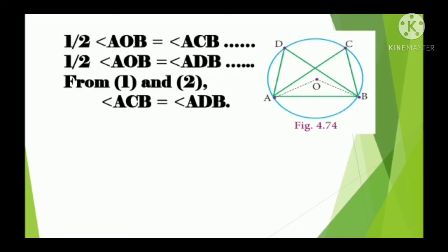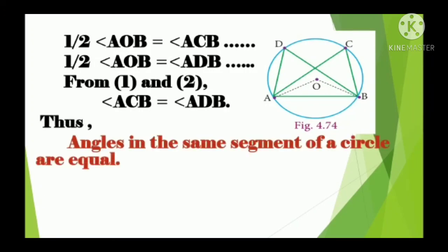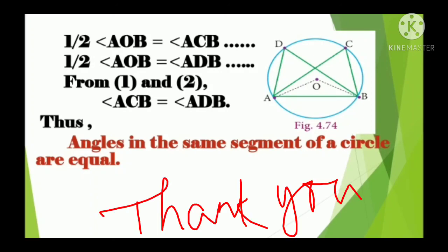So what can we say? The angles in the same segment of a circle are equal. ACB and ADB are the two angles in the same segment, so they are equal. Okay. This is our result: the angles in the same segment of a circle are equal. Okay.